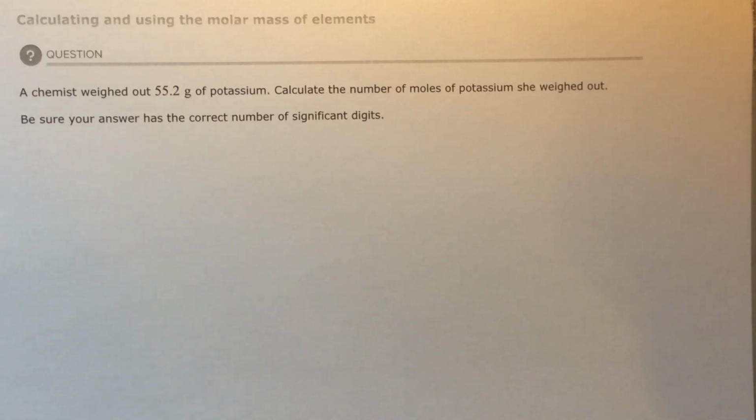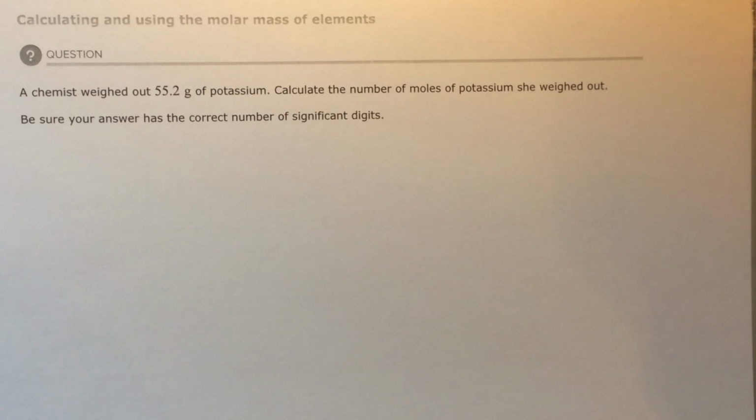Welcome back. This is an Aleks homework video on calculating and using the molar mass of elements. Very important section, a section you will be doing this for every remaining chapter in the book. So it's important to try to learn this well.